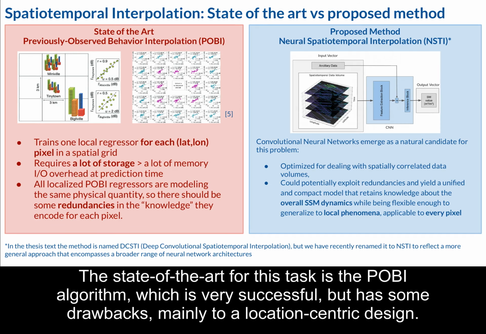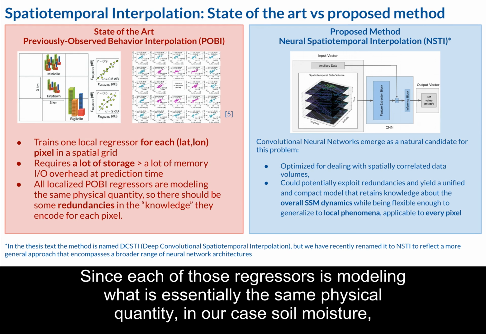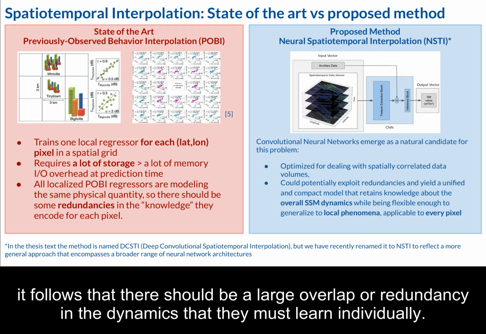The state-of-the-art for this task is the POBI algorithm, which is very successful but has some drawbacks, mainly due to a location-centric design. POBI trains a location-specific and non-transferable regressor for each pixel, which requires high computational resources. Since each of those regressors is modeling what is essentially the same physical quantity, in our case soil moisture, it follows that there should be a large overlap or redundancy in the dynamics that they must learn individually.